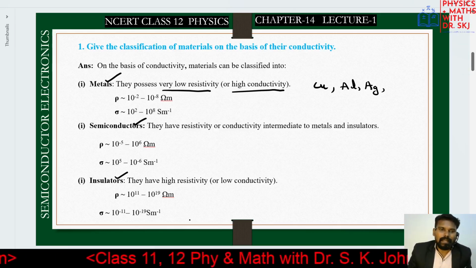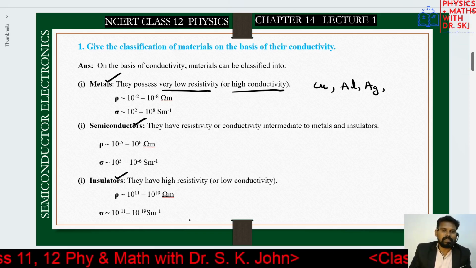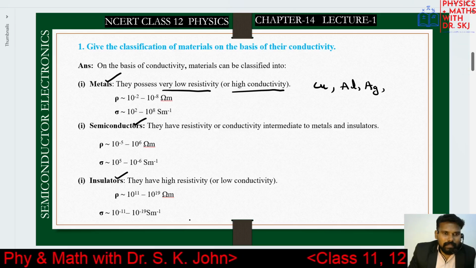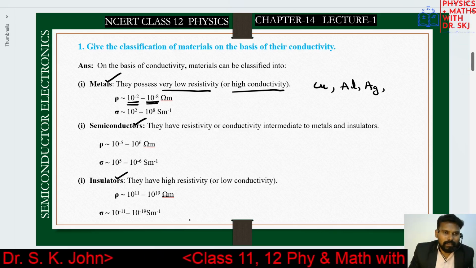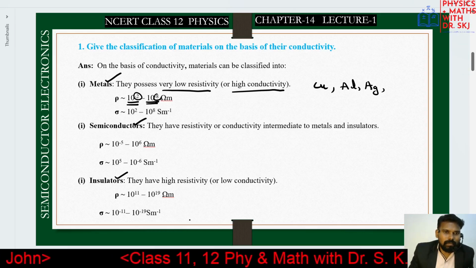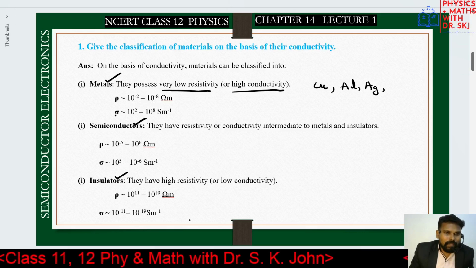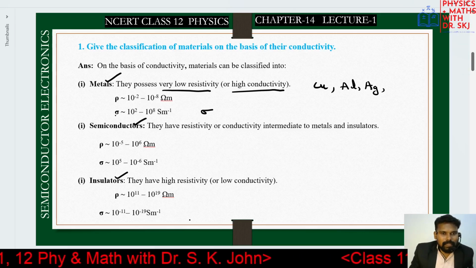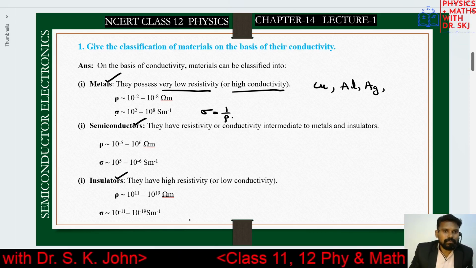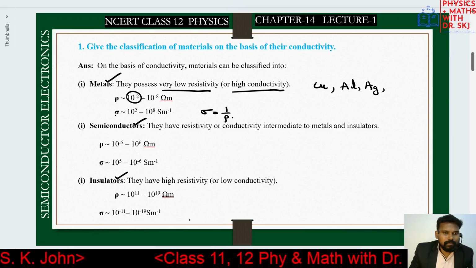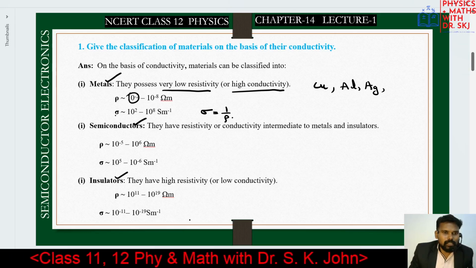These are called metals. Metals have free electrons, so they have good conductivity, and the resistivity is much less. You can see the resistivity in ohm meters. It is 10 raised to minus 2 to 10 raised to minus 8. The negative powers, this minus 2 and minus 8, show that the resistivity is very small. And the conductivity is the reciprocal of resistivity, 1 by rho. When you take the lower limit, you can see it is 10 raised to minus 2.